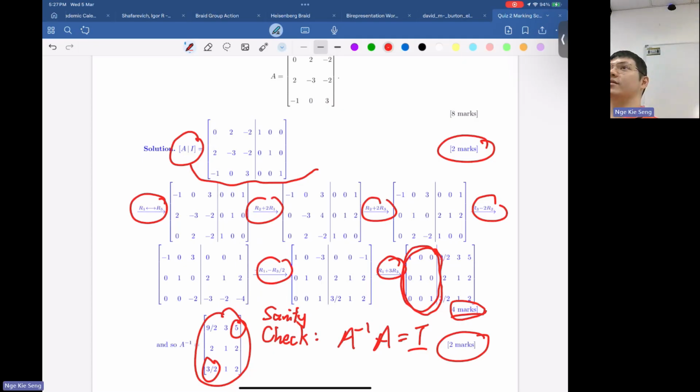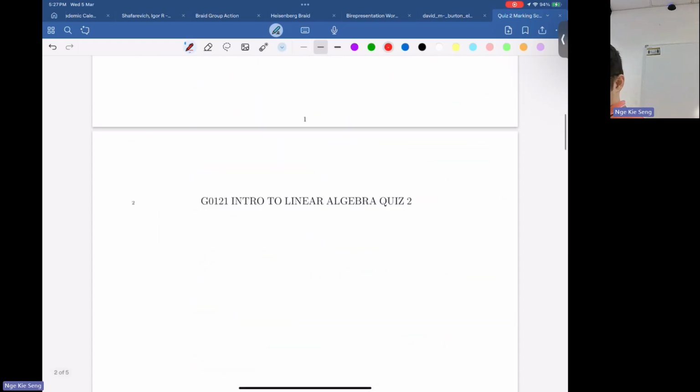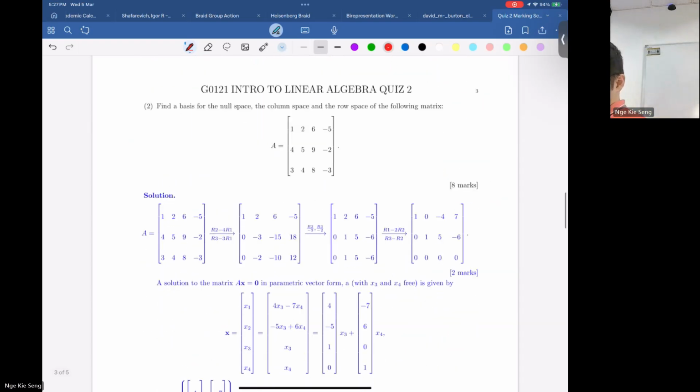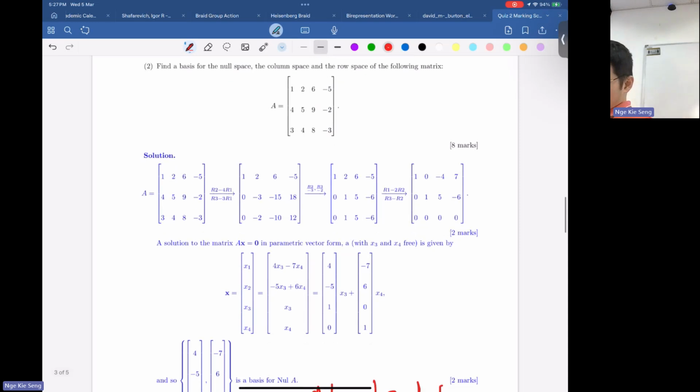So far, okay, no problem with question 1? Okay, question 2. Question 2 is finding a basis for null space, column space, and row space. Obviously you need to row reduce it. So after you row reduce, you found 2 pivot positions here.